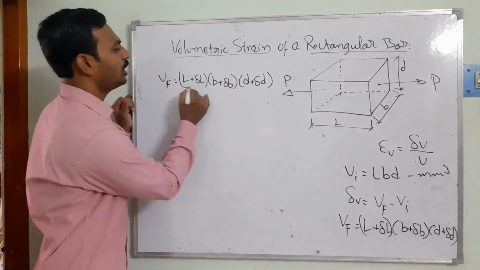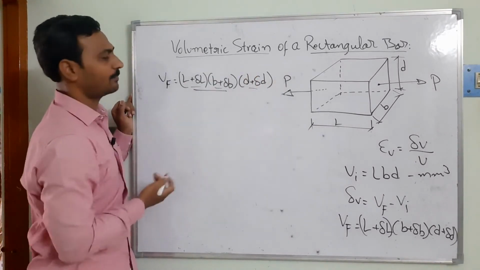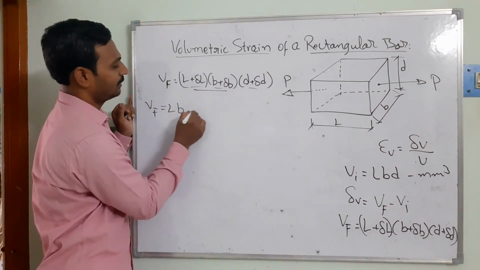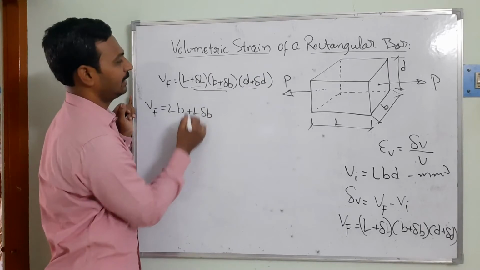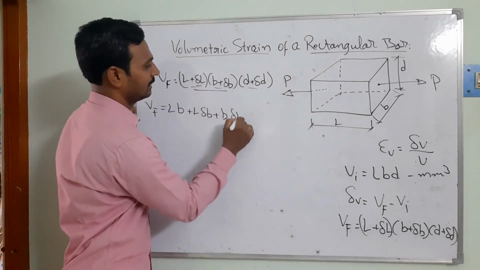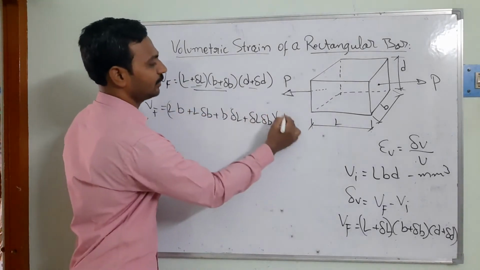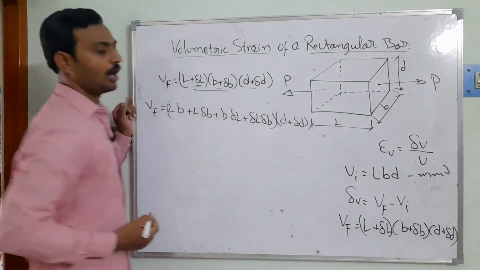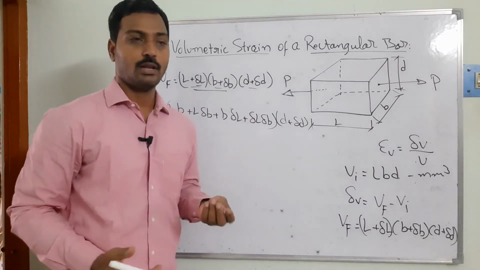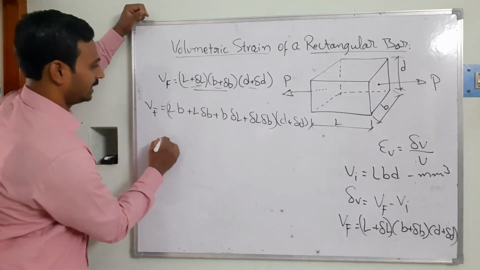Here I am going to multiply these terms. First I will multiply the first two, and then I will multiply with the third part. So Vf is equal to L plus B plus L into del B, plus del L, B into del L, plus del L del B, and then this is multiplied by D plus del D. Now I am going to multiply this total with this one, because we are developing the mathematical model to identify how the behavior is going to be.